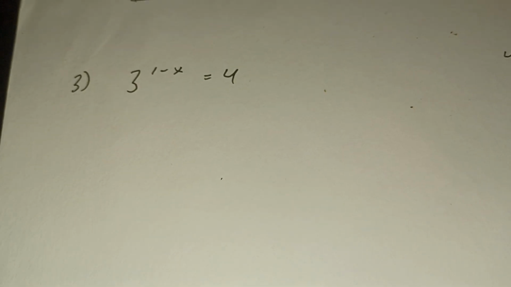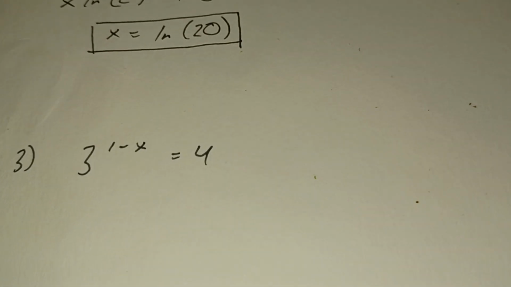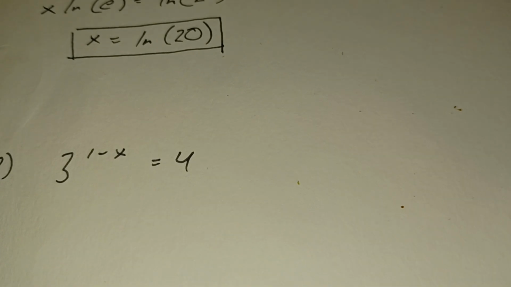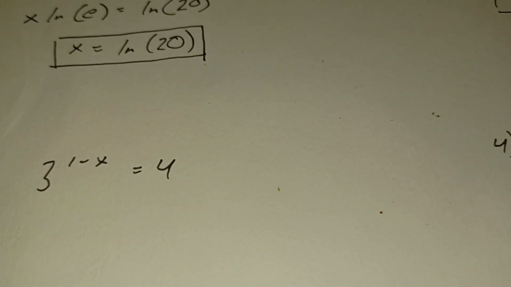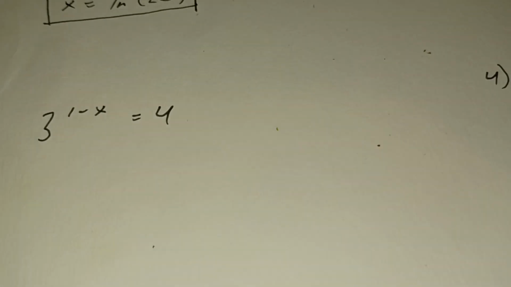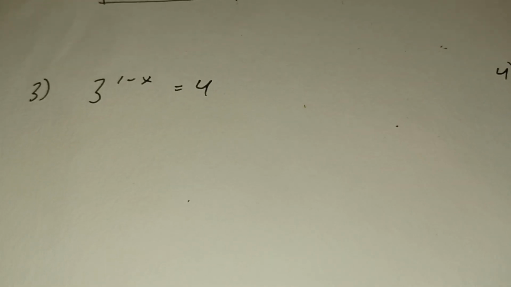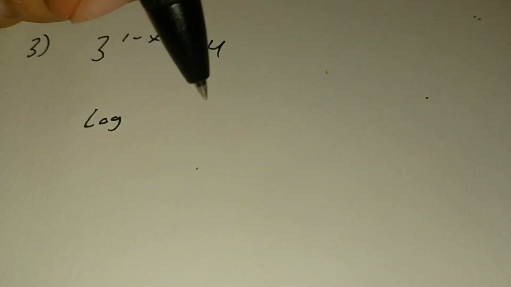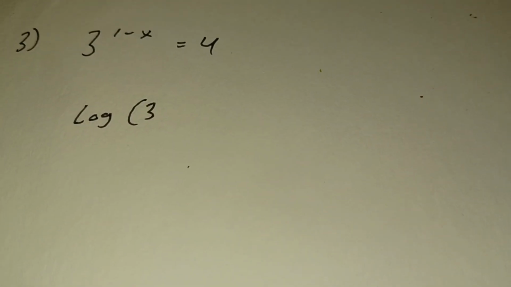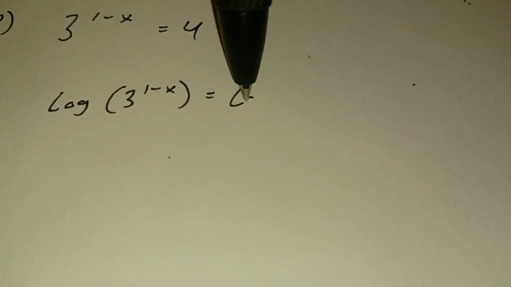So, yeah, since we don't have an e right here, we can go ahead and solve using logarithms. You can solve using ln, natural log, if you want, but for this example, we're just going to use logarithms. Take the log of each side. It's pretty much the same steps. So the log of 3 raised to the power of 1 minus x equals the log of 4.